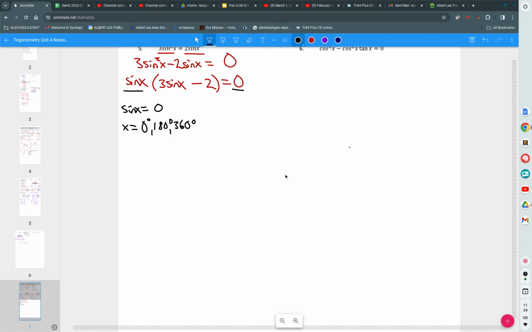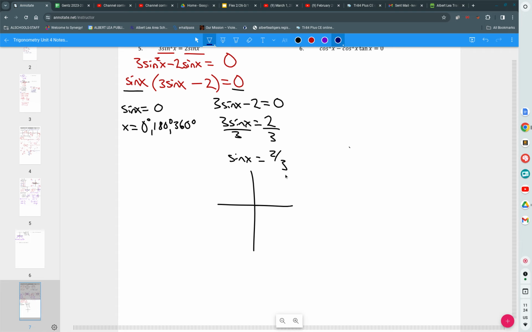Okay. And our next one, we set up 3 sine of x minus 2 is equal to 0. We add that 2 and we get 3 sine of x is equal to 2. Divide by 3, which is Spanish for 3, and we get 2/3. Is that sine value positive or negative? It's positive, right? In which quadrants is sine positive? One and two. Remember, all students take calculus. So you can see they're all positive in the first and sine's positive in the second. And I will give you those on the test. I will show you very plainly where it's positive and where it's negative.